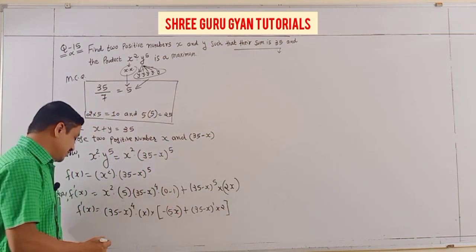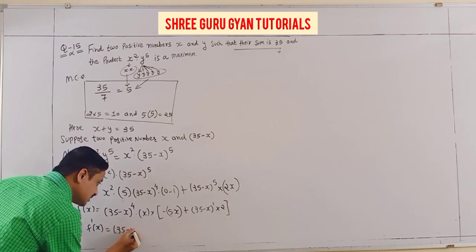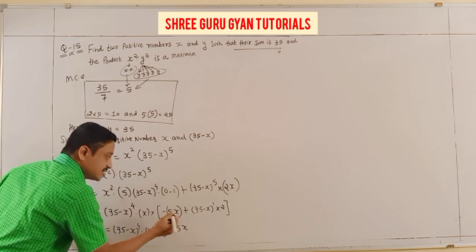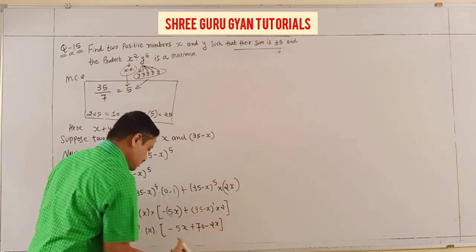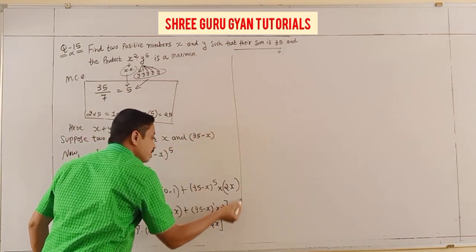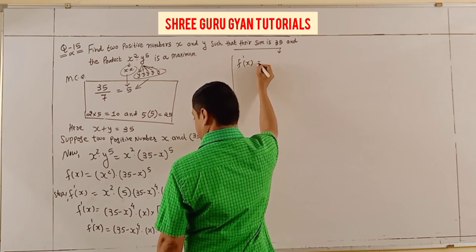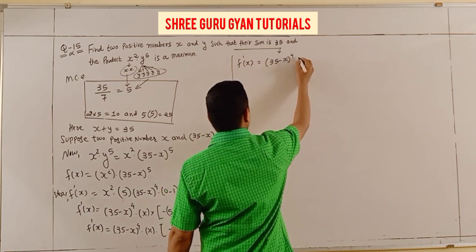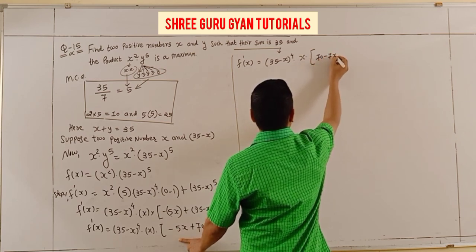And further calculated. So I have 35 minus x in 4 power with the x. We have minus 5x, 70 and minus 2x. So you get f dash x, which is 35 minus x the 4 power with x, and here 70 minus 7x.